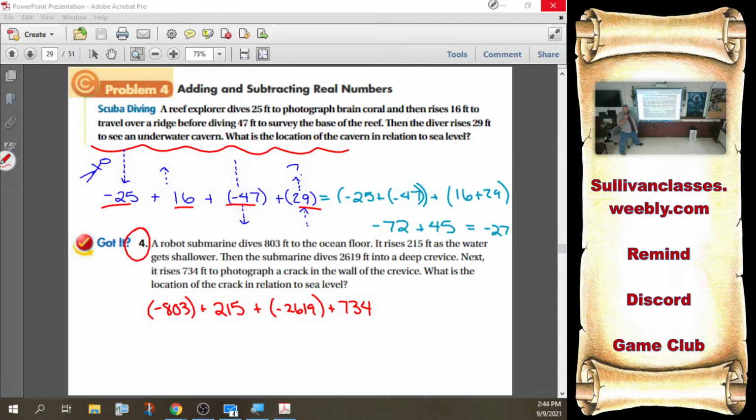How many of you grouped the negatives together? About 2/3 of you. Who just went left to right? Just went for it?